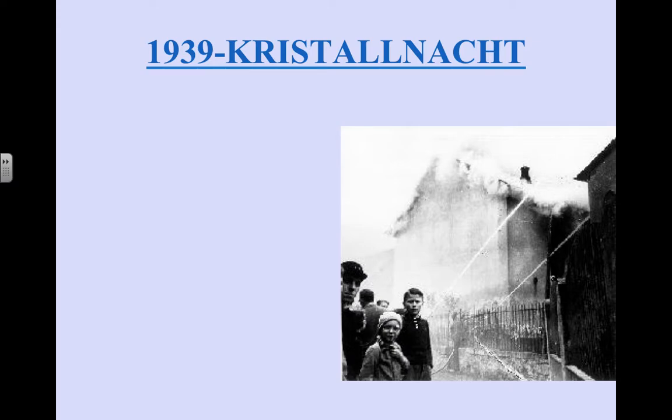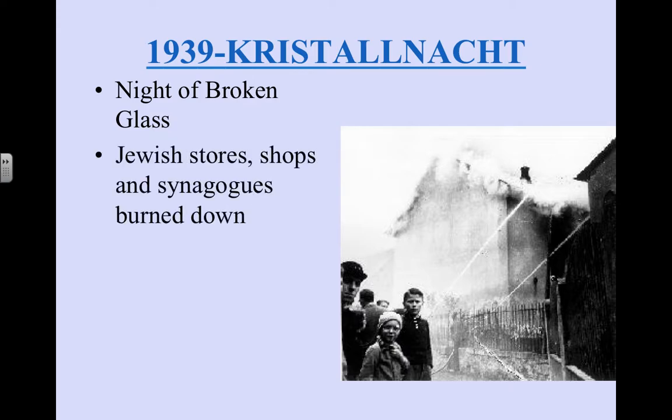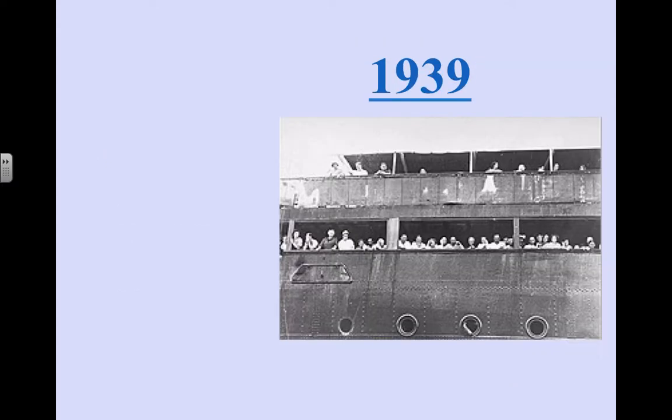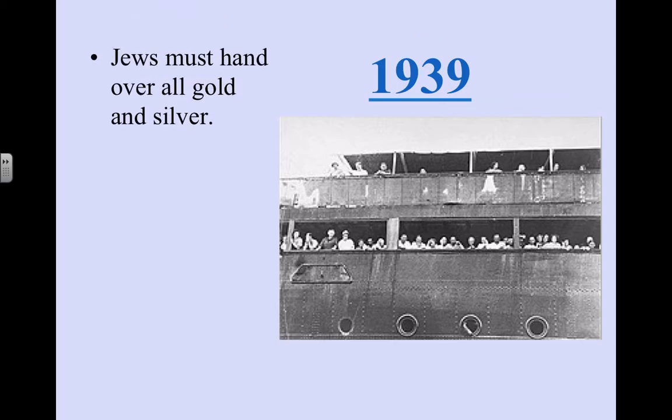1939, Kristallnacht. This was known as the Night of Broken Glass. The Nazi parties burned down Jewish stores, shops, and synagogues. A synagogue is a Jewish church. This took place because a German official was killed in Paris by a Jew. Jews must hand over all gold and silver. This was in 1939. Notice how the steps are getting bigger and bigger and more violent.